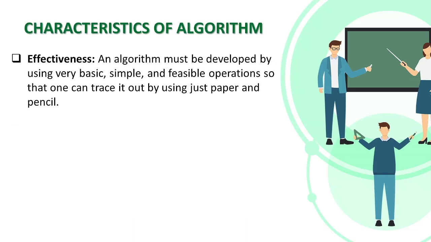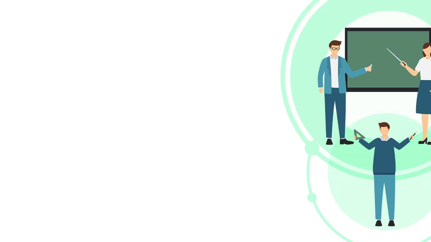Effectiveness. An algorithm developed should be effective and feasible so that you can trace it out by using just paper and pencil. So we are saying that that's what about dry running. We'll be looking at dry running algorithms. You can write an algorithm and you test with just pen and paper without necessarily implementing it.